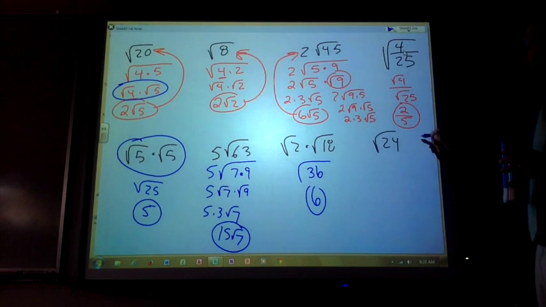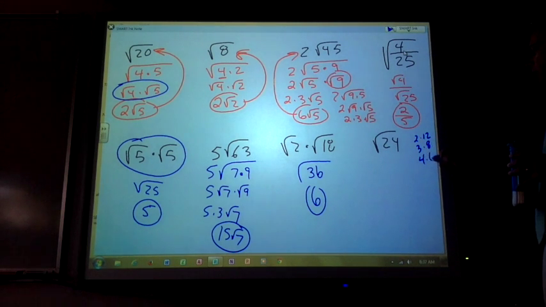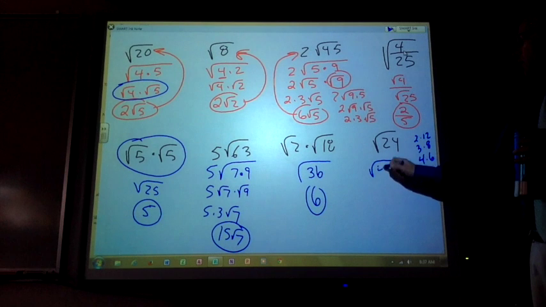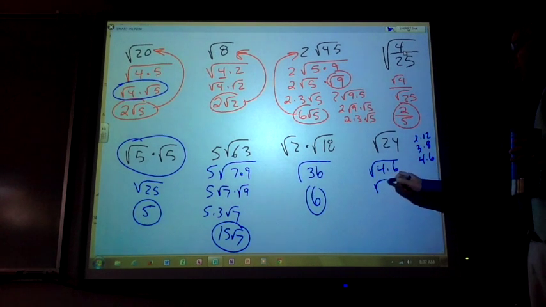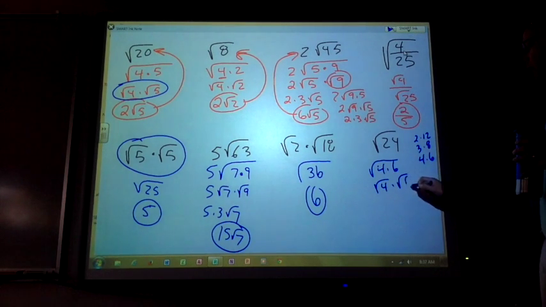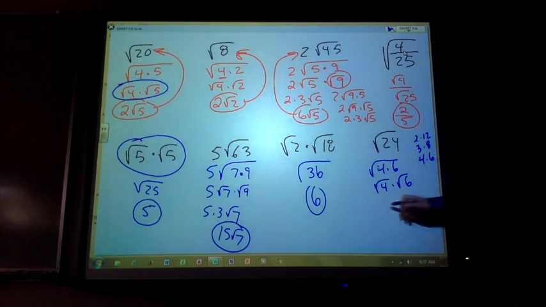So think about this. 24 is the same thing as 2 times 12. It's the same thing as 3 times 8. But 4 times 6 is the better one to use because 4 is a perfect square. Okay? So I have square root of 4 times 6, which is the same thing as square root 4 times square root 6. So what's my answer? 2 root 6.